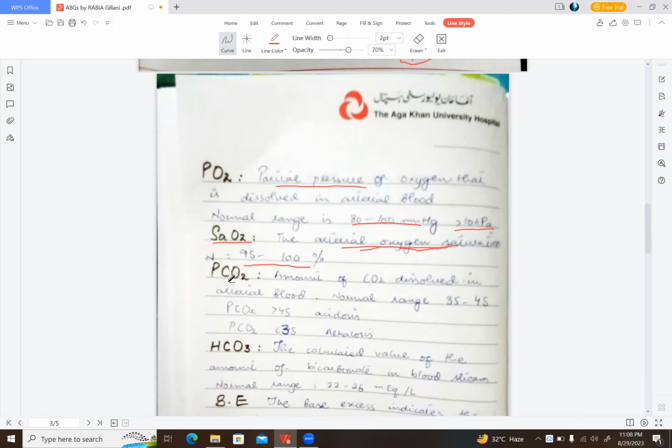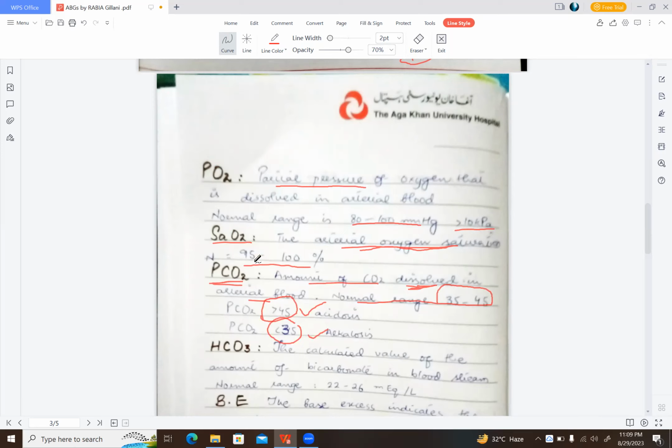What is the range of carbon dioxide? Normal range is 35 to 45, and it is the amount of carbon dioxide that is dissolved in your arterial blood. If it is more than 45, it is acidic, and if it is less than 35, it is alkalotic.